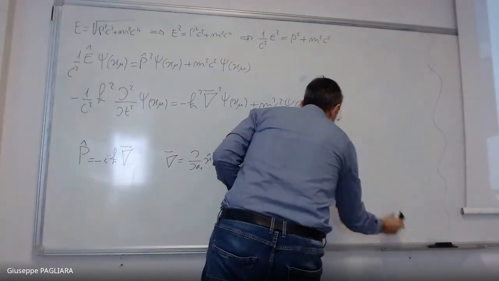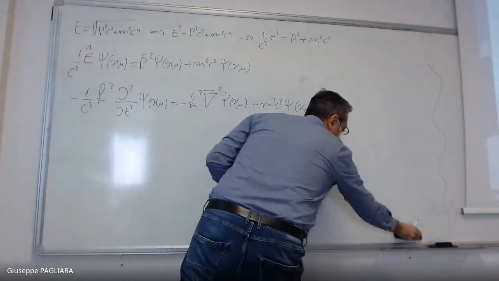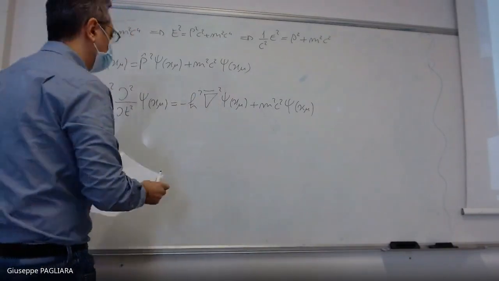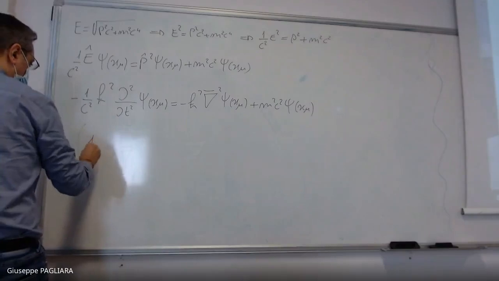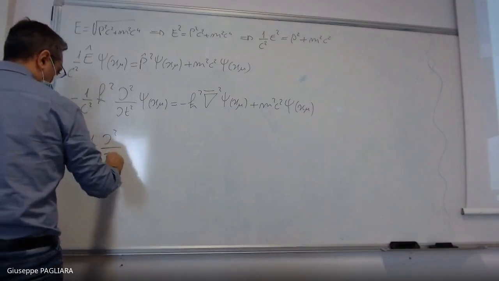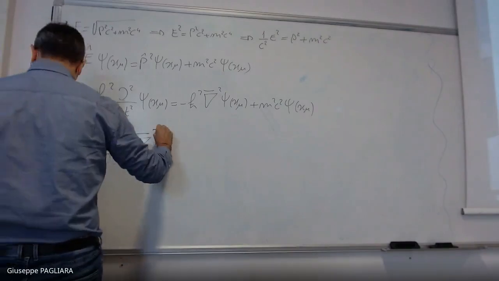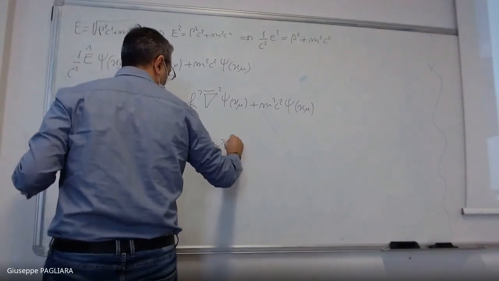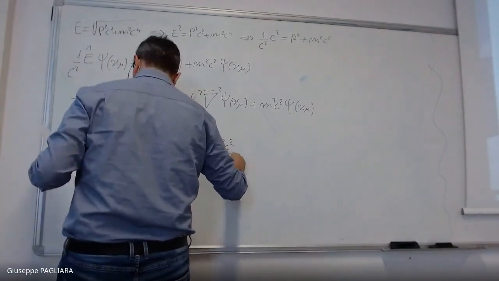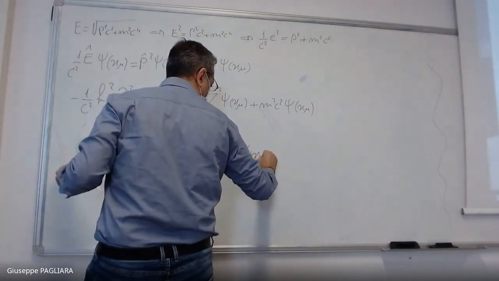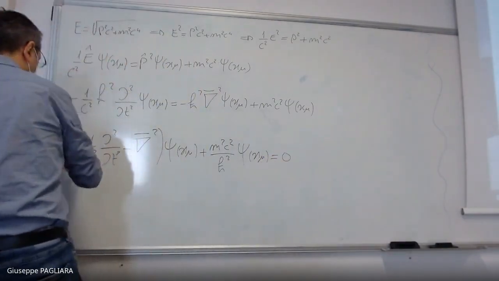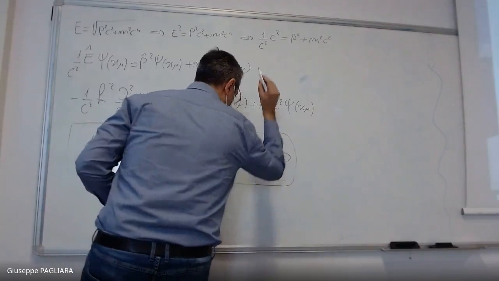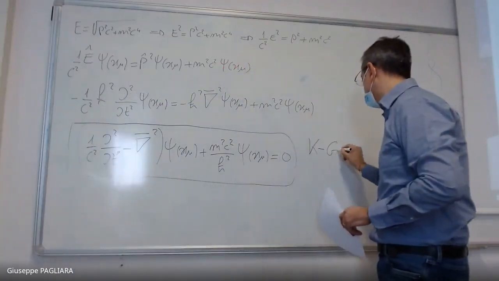And now the last step is just to group all the derivatives together. Time derivative and spatial derivative, we put them all together. So this we can write as (1/c squared ∂ squared/∂t squared minus ∇ squared) acting on the wave function, plus m squared c squared divided by ħ squared, acting on ψ(x^μ), is equal to 0. Okay, and this is the Klein-Gordon equation.